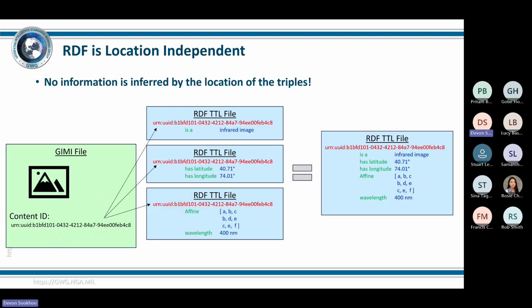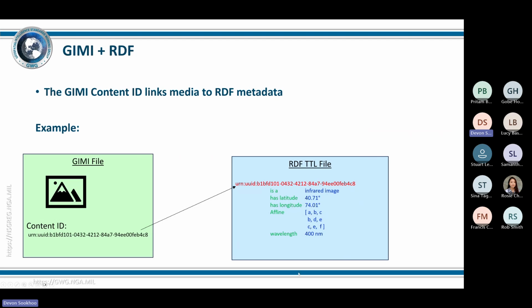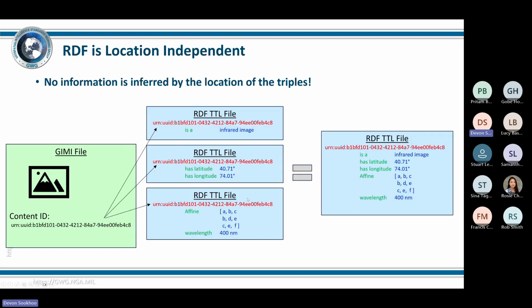So again, RDF is location independent. This means that no information is inferred by the location of the triples. This is a very big difference from RDF to other formats. In most formats, you assume things about a value depending on its location. Not so with RDF.